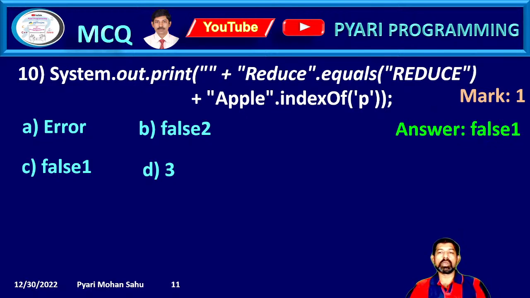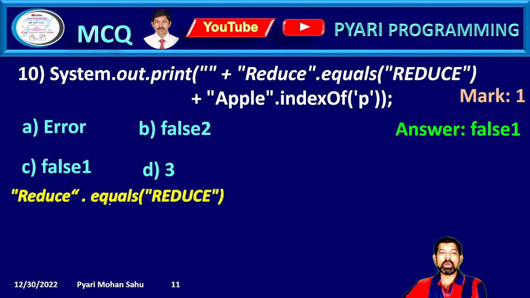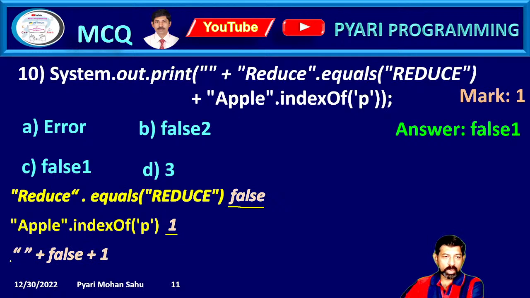Now look over here. Now the answer will be false. The reason behind is reduce dot equals reduce. Obviously, it is going to give you false. Now this one we know is going to give you 1. Now look over here. We have a space over here, which is concatenated with the false. So now the false is not a Boolean now. Now it is converted to a string. Now a string can be added with the integer 1. It is now not arithmetic addition. This is concatenation now.